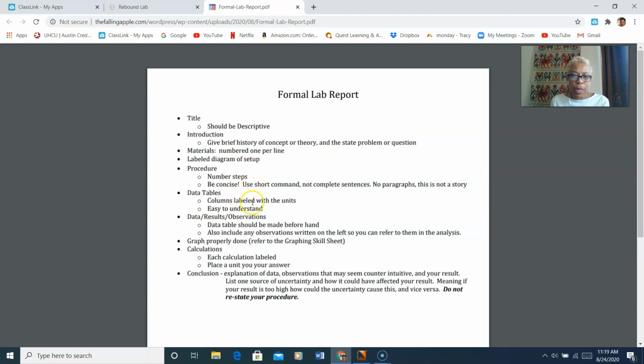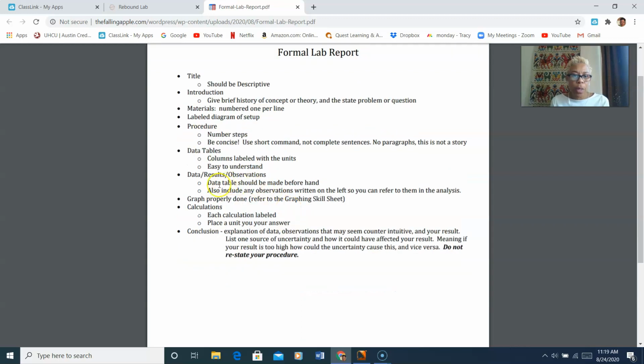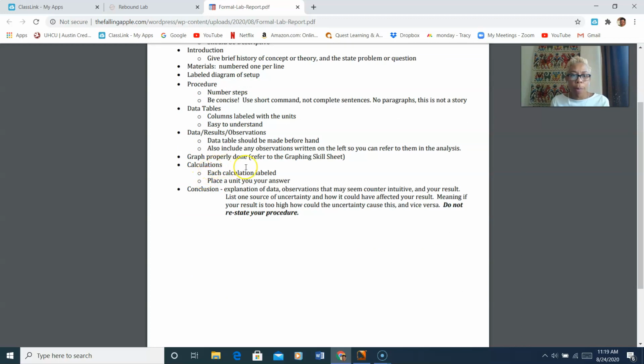Data table. Make sure your data table has columns and the columns are labeled with the units. Fill in your data. Make sure you use metric. You're going to do a proper graph, and in a moment I will take you to the graphing skill sheet.